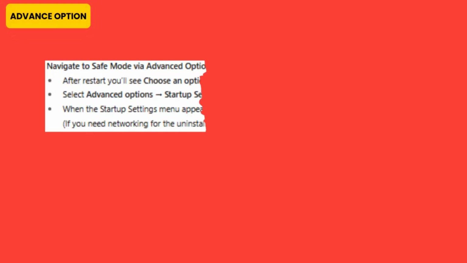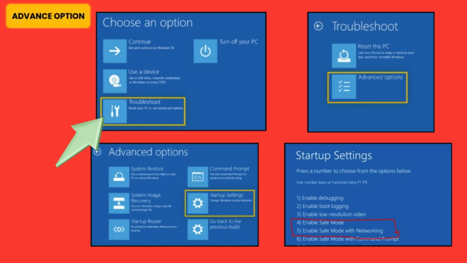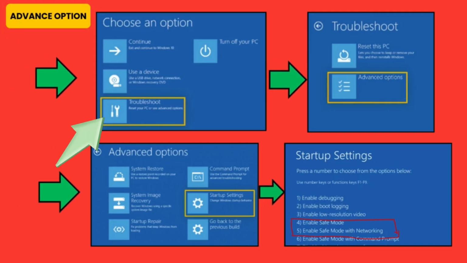Once your computer restarts, you'll see the Choose an Option screen. From here, click Troubleshoot. This will take you to the advanced recovery tools in Windows. Next, choose Advanced Options, then select Startup Settings. This menu lets you control how Windows starts up.